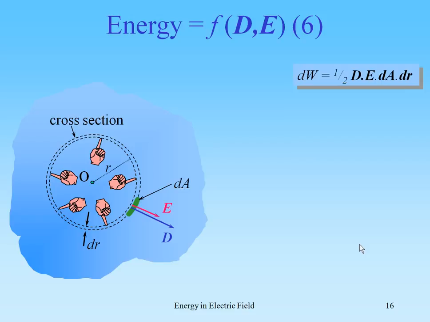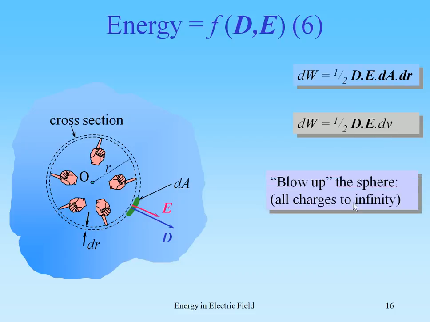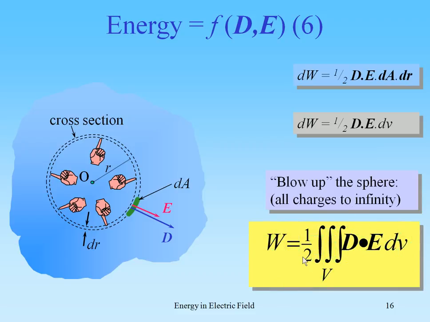Here is that expression again. We can write dW is 1/2 of D times E times dV. Blow up the sphere now. All charges go to infinity. We have W is 1/2 of the integral of D times E dV, as given here.